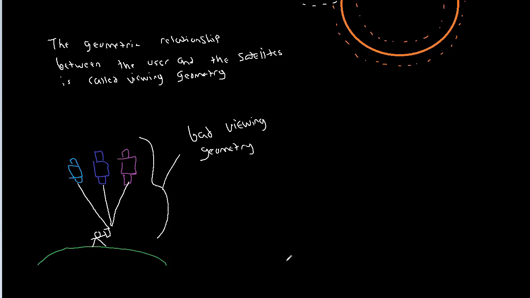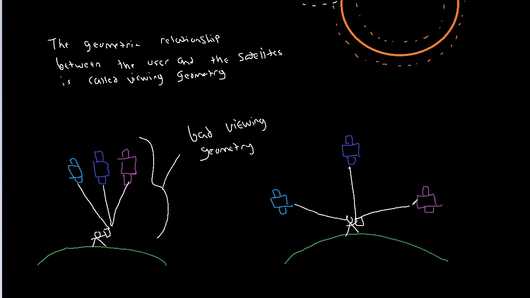Alternatively, if you go out and you are here, and those same satellites, instead of all being overhead, have one over here, one directly above you, and one maybe over here, and they're communicating, this is good, or better, viewing geometry.